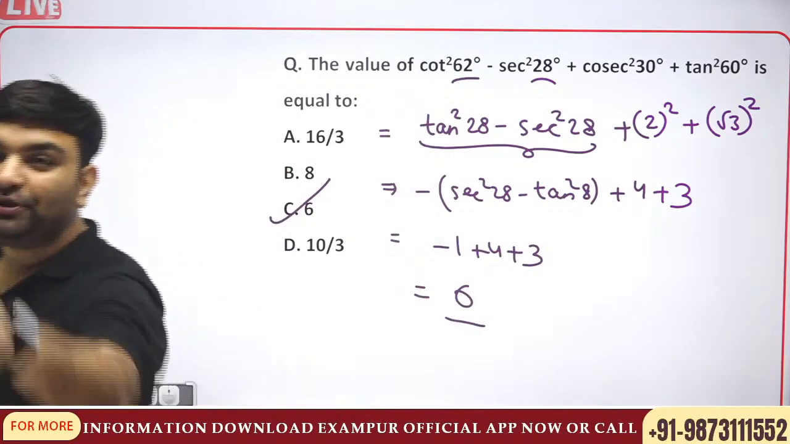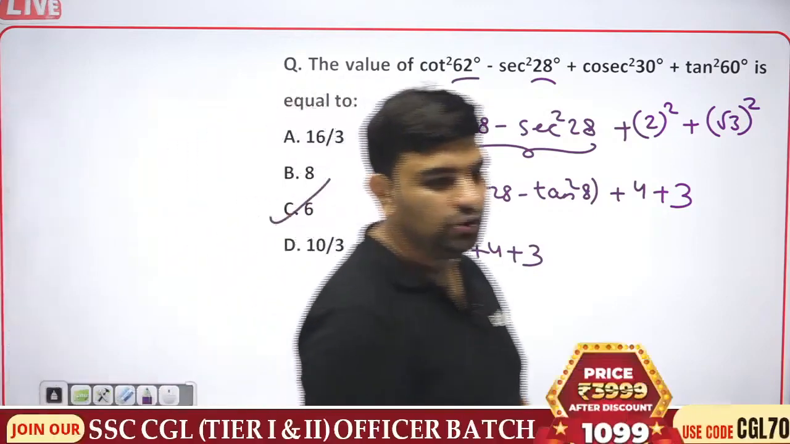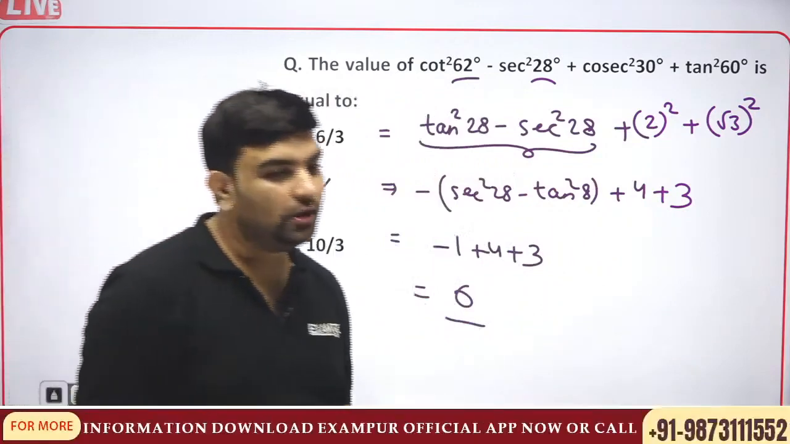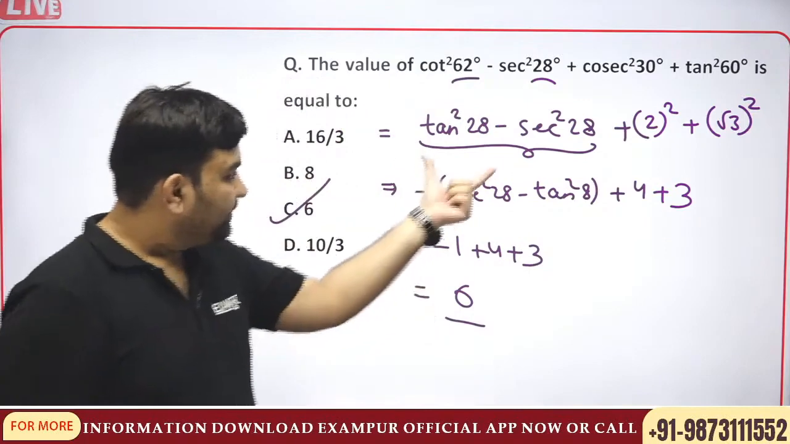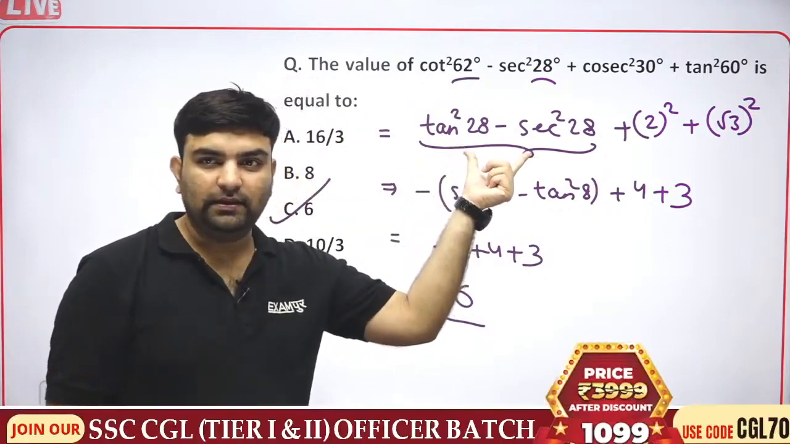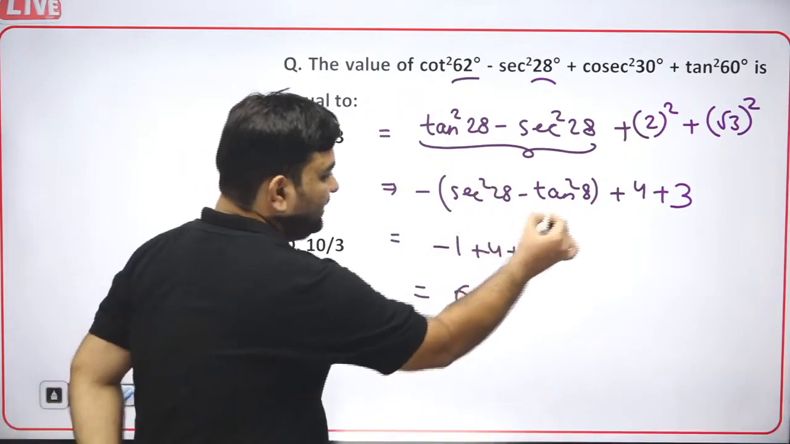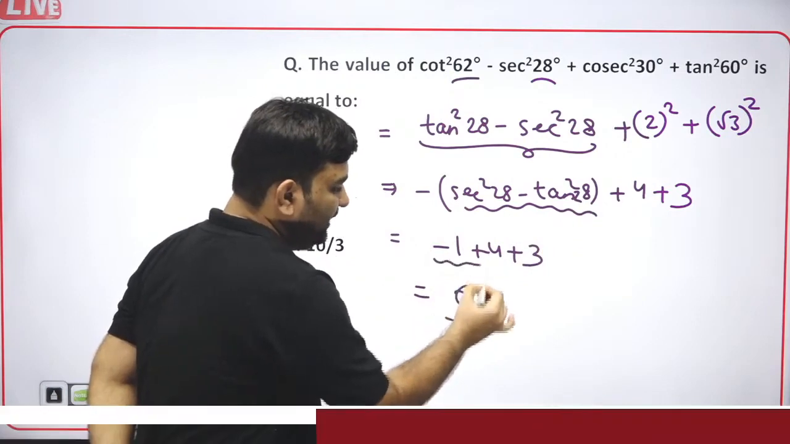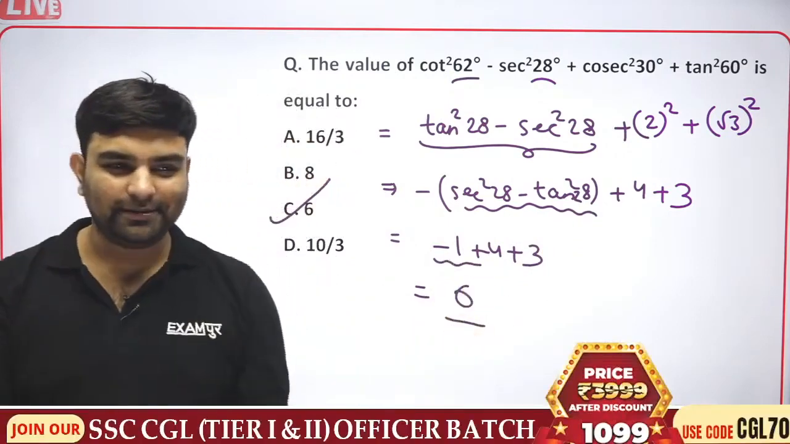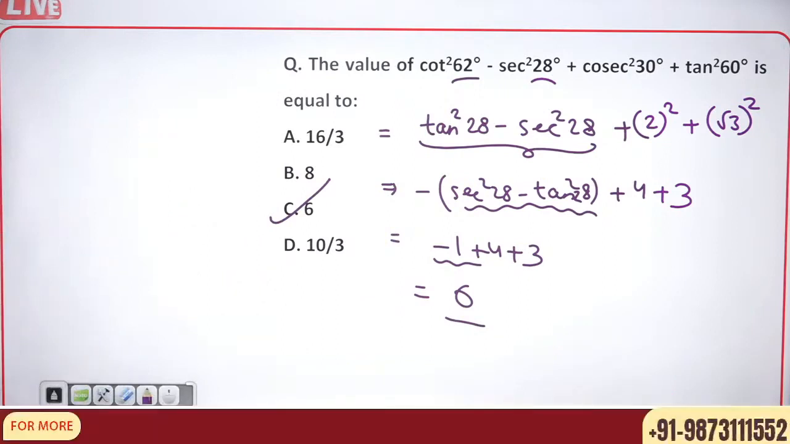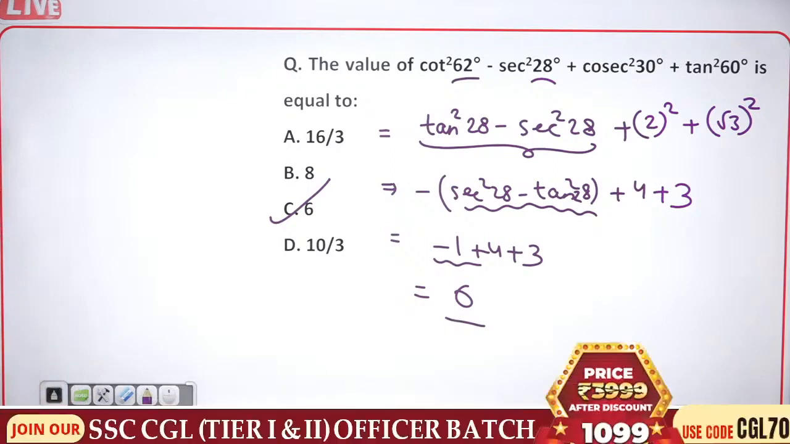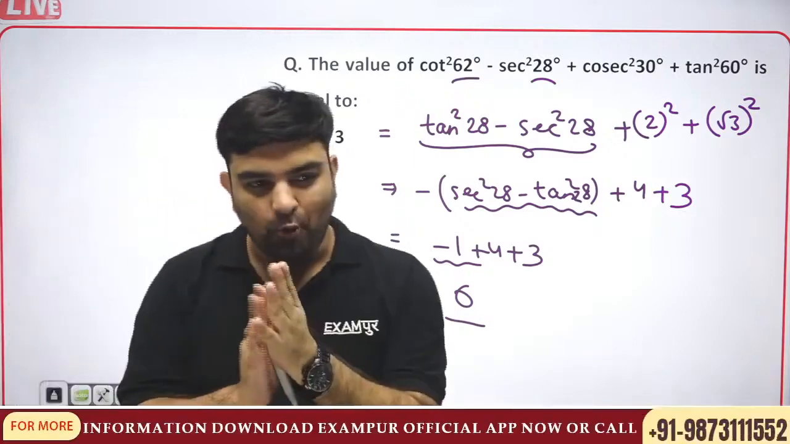Perfect. Mr. Putin, you have done that error which I was referring to, which I was thinking you should not be doing, because it is the negative of the identity. Sec square theta minus tan square theta is equal to 1. So minus 1 plus. Clear? Well done. Let's move on.